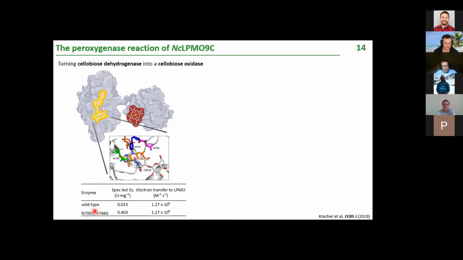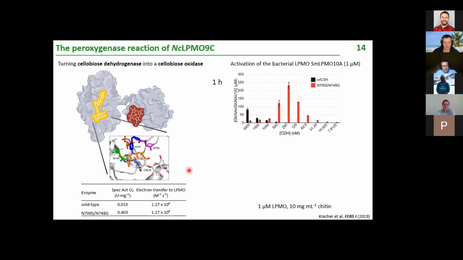And what you can see here, the wild type is an inefficient oxidase, whereas our variant enzyme has a 30-fold enhanced oxygen turnover. Importantly, the electron transfer capabilities to LPMO did not change. And so we set out to use this variant enzyme for the LPMO reaction.